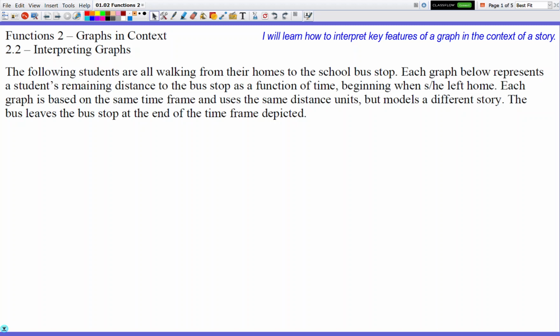So when the graph reaches the end of the x-axis and can't go any farther because the x-axis has run out, then the bus leaves. Okay, so let's move on to the next slide and see what our first question is.